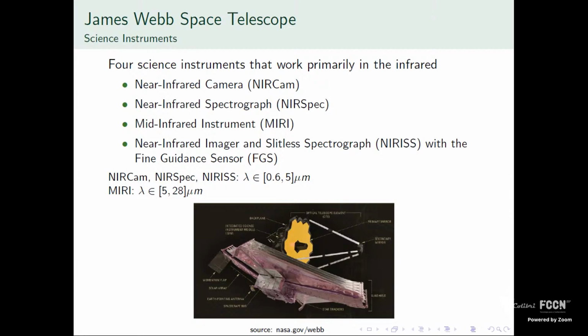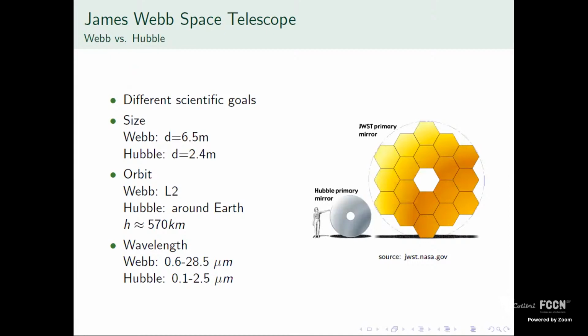And then we have the mid-infrared instrument. And as you can see, this instrument works deeper into the infrared. And this is what we want, because we want to be able to peer through dust. Dust is a reoccurring problem in astronomy, and this instrument will be able to solve that.